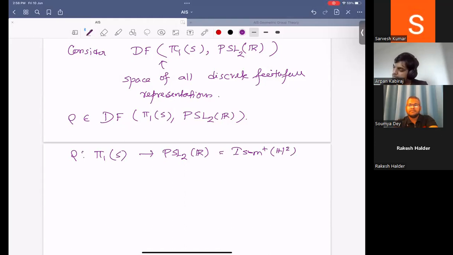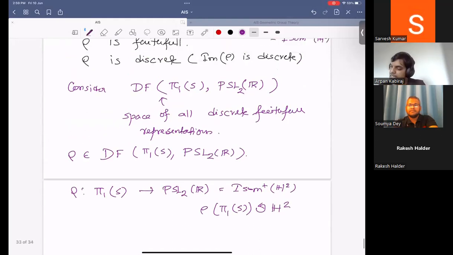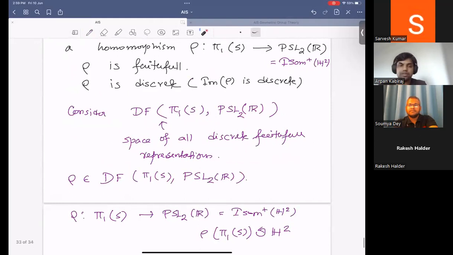In other words, you take rho of pi1 of S and act it via this homomorphism on the half plane. First, it's faithful, so that means this is actually a subgroup of the isometry group of H2, PSL2R. So this map is injective. Secondly, it's discrete. And as I said, this is a small technical point; we can discuss this in the tutorial.